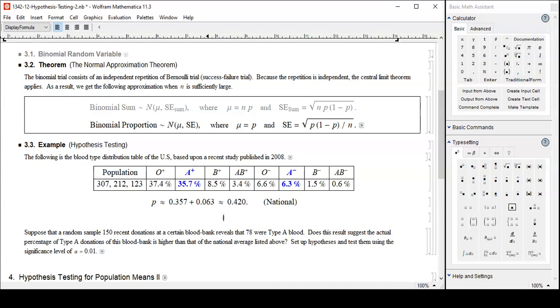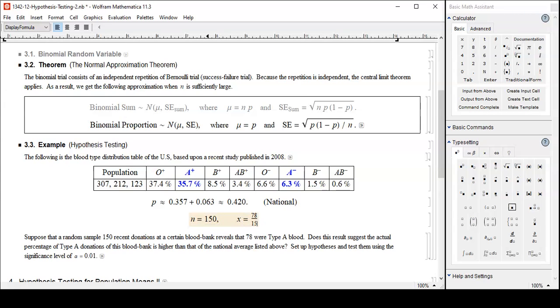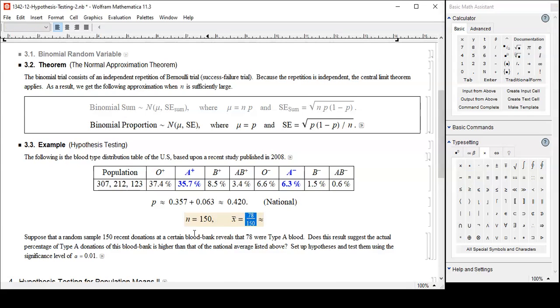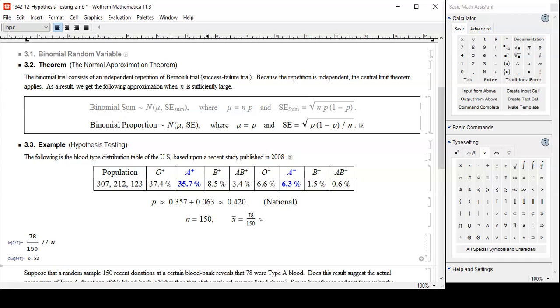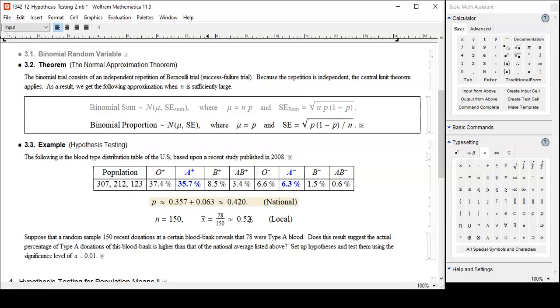Now locally, however, we have the sample size of 150 and then a proportion of 78 over 150, and let's name it as X bar, and that's approximately equal to what? 78 over 150. Punch it into the calculator, we get 52%, 0.52. This is a local figure. And let's compare. 42% versus 52%. Looks like there is a big difference. Or maybe not. It's just a coincidence.